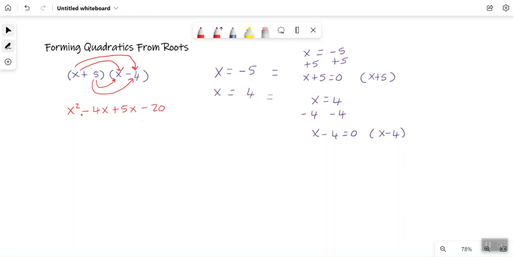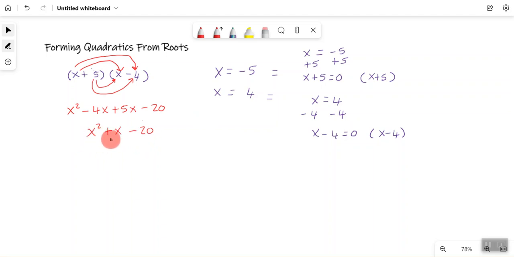Now I need to simplify this by collecting up the like terms. So if we have a look at x squared, there's no other like terms, so that's as simplified as that's going to get. And then minus 4x and 5x, these are like terms, so we can group them together. If I'm on minus 4x and I add 5x, that's just going to leave me with plus x. And then I'm just left with minus 20. So then what we've done is we've got the original quadratic.